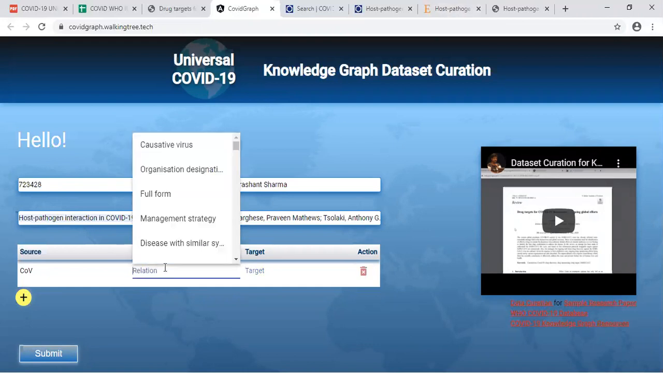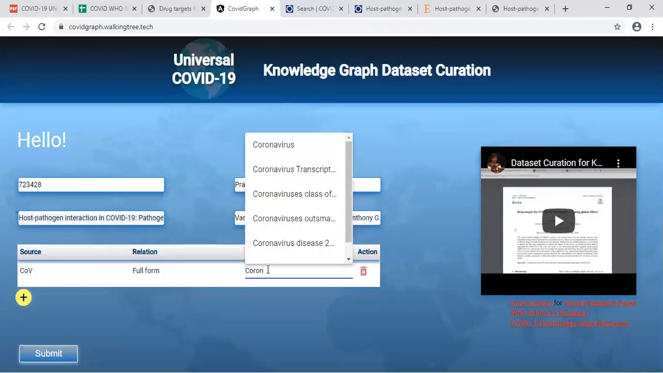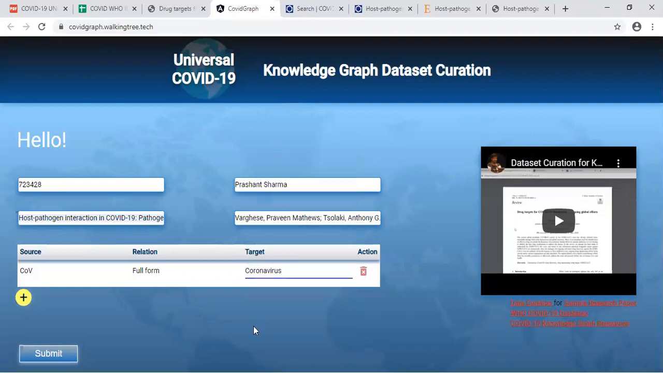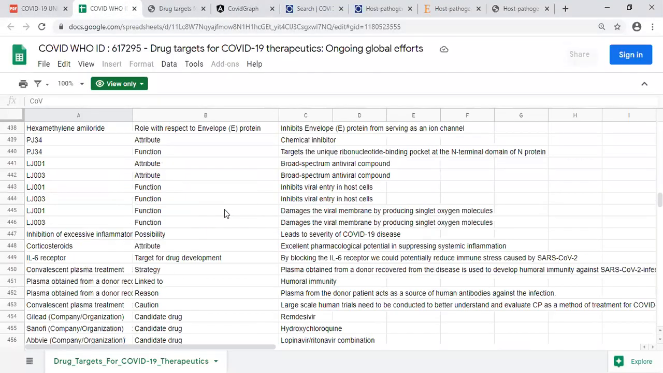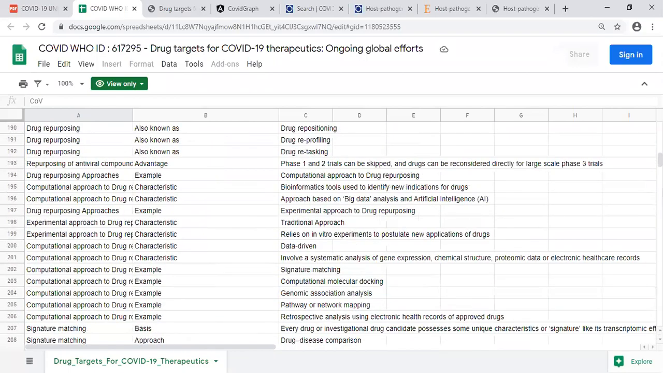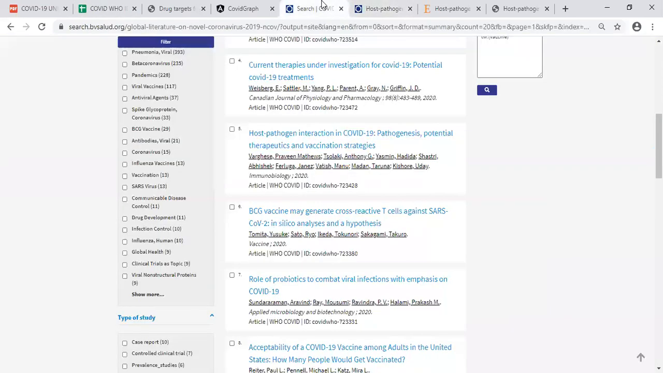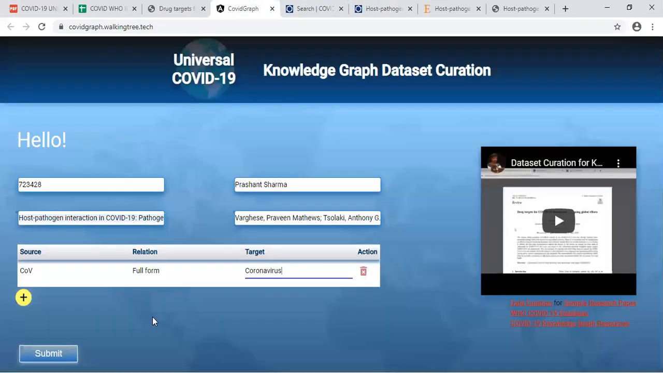And we want to talk about the full form of CoV, so you just add the full form relationship. The full form of CoV is coronavirus, so you just choose coronavirus from here. Now you could have also done it the reverse way: coronavirus, abbreviation, CoV. I just happened to take full form relationships rather than abbreviation relationships, so I did full form here. But even if you mention abbreviation, that's no problem.